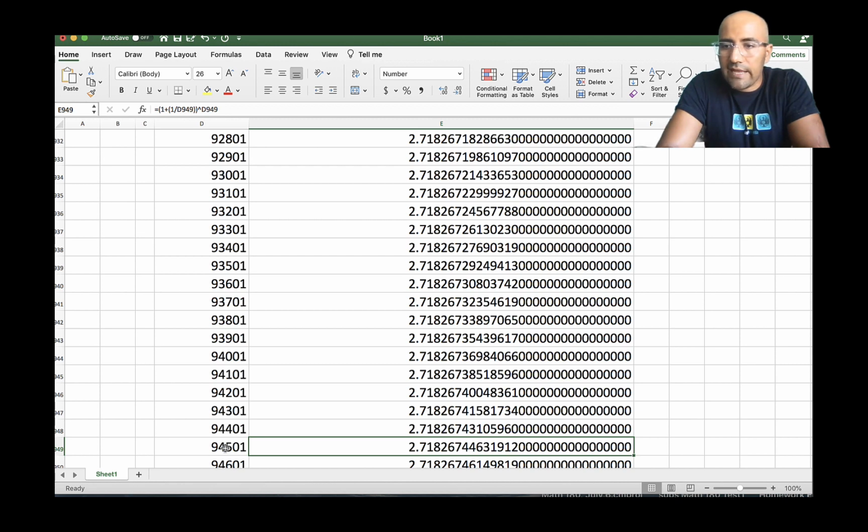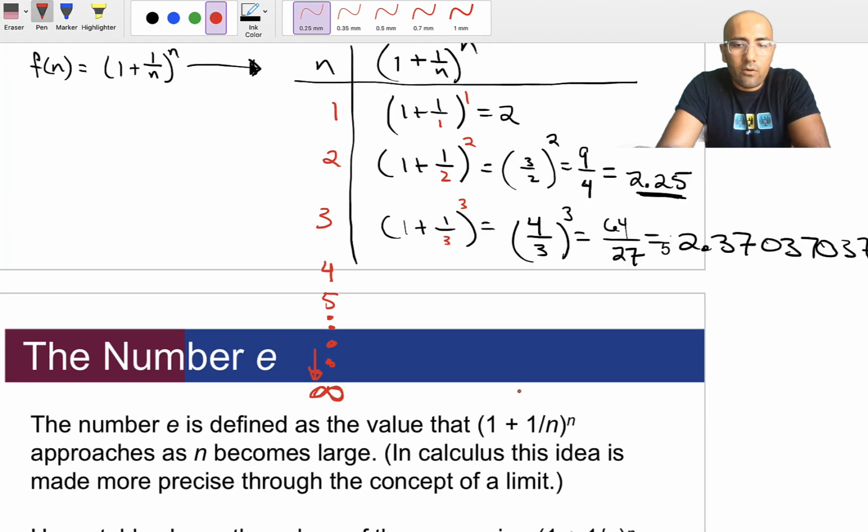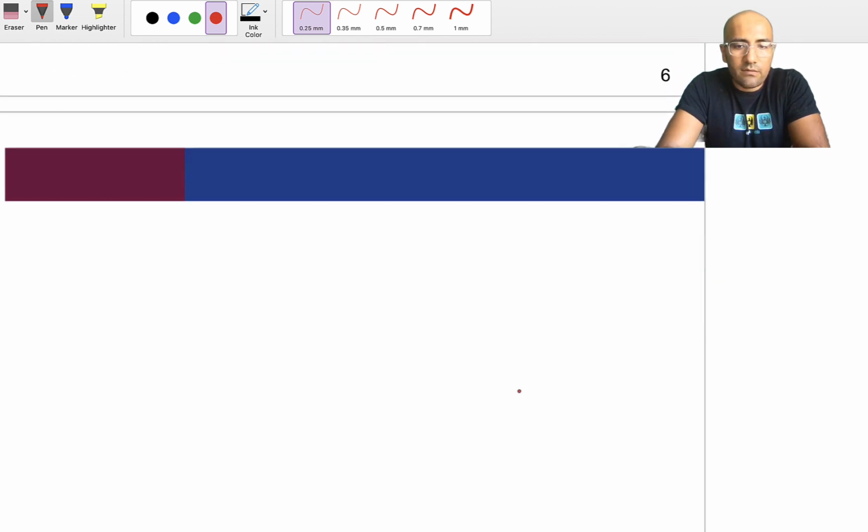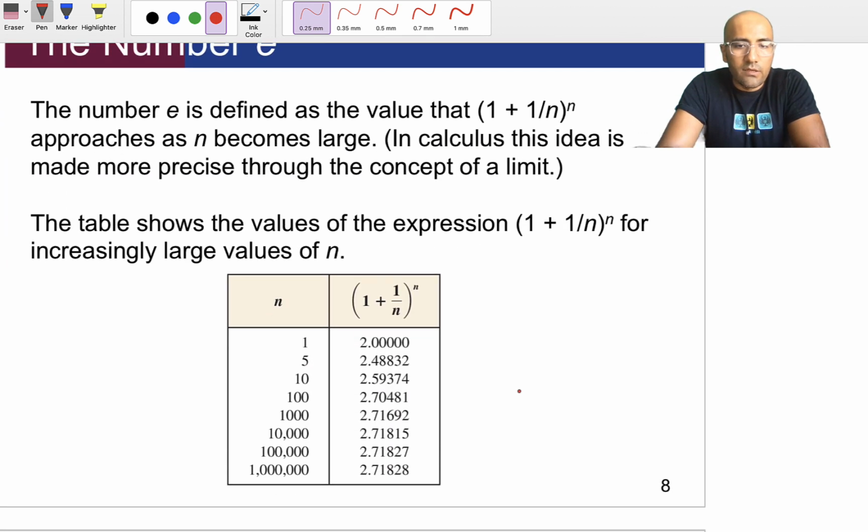The complete exact answer. But if we kept going, eventually we would see, here's a little table similar to it. So here's a table similar to what I created. At 1, we had a 2. At 5, we get this decimal. At 10, this decimal. At 100, that decimal, and so on and so forth. But eventually it starts to narrow down on this.